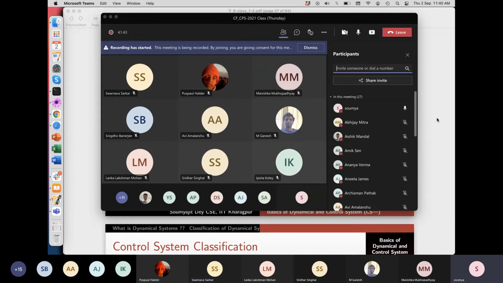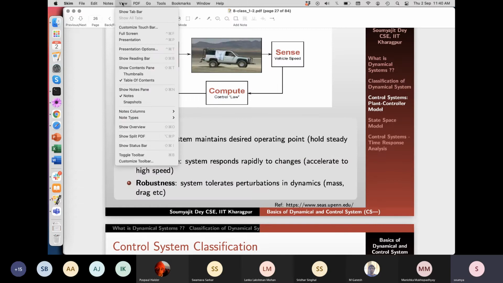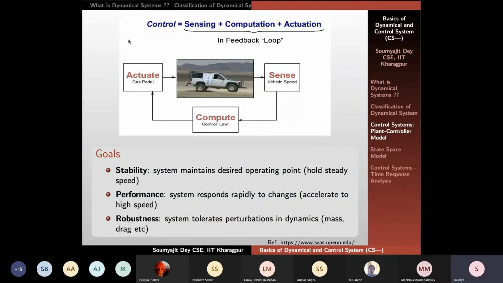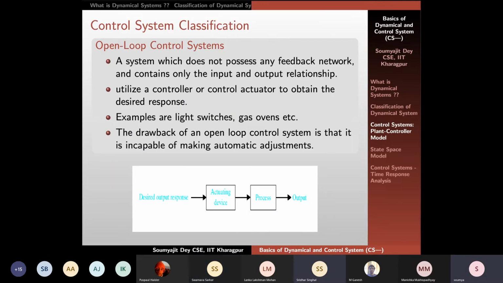Okay. Any questions so far? Has this been explained in a lucid manner, or are we going too fast? No, sir, it's fine.